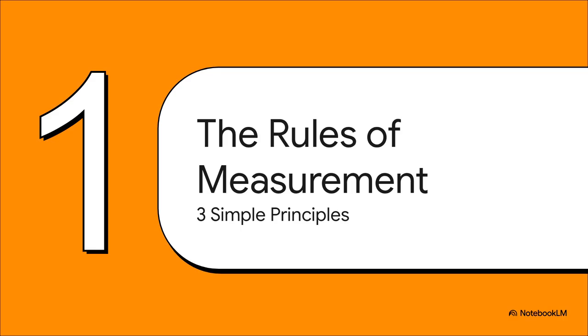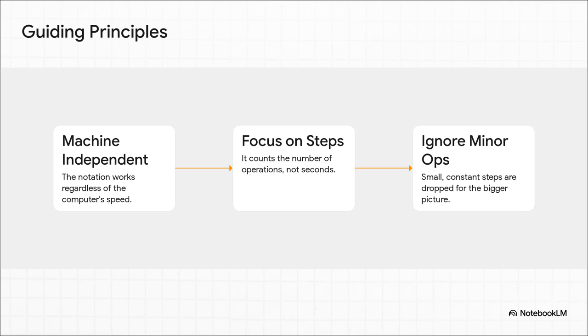Okay, so how does this whole measuring stick actually work? Before we dive into some really cool examples, we just need to get on the same page with 3 simple rules that make it all click. First off, it's totally machine independent. We don't care if you're on a brand new supercomputer or a 10-year-old laptop. We're looking at the recipe, not the oven. That's why we focus on the number of steps an algorithm takes, not how many seconds.